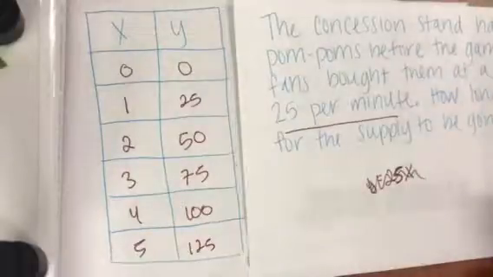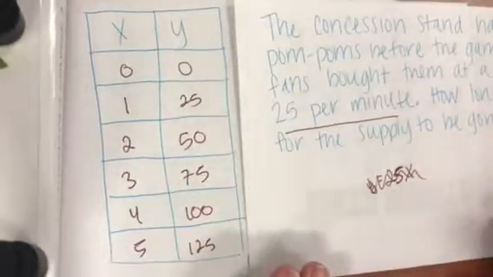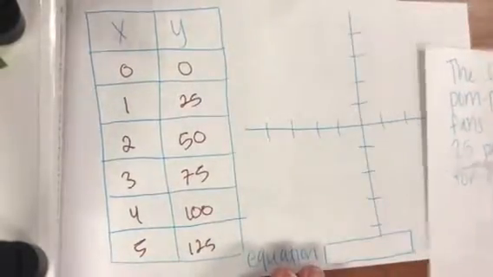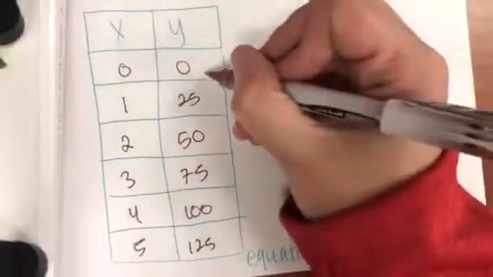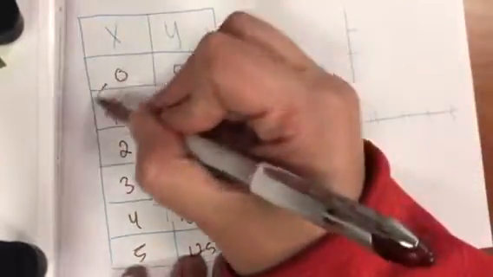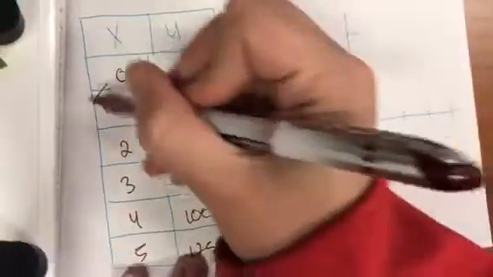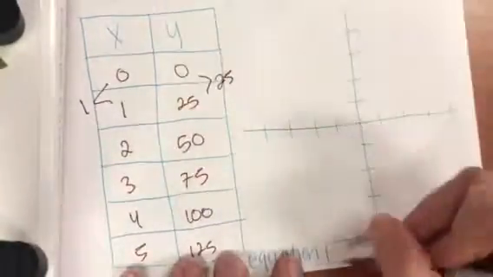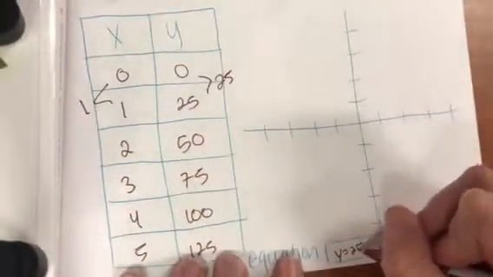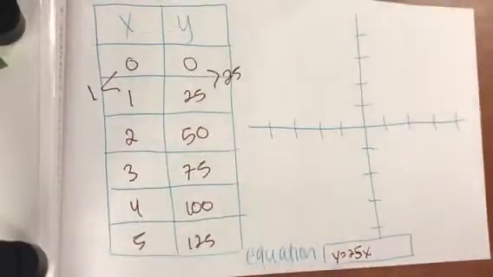I'm glad we didn't go all the way to 500 on this one. So if we look at our equation, the change in y, I'm doing it your way now. Change in y is 25, and the change in x is 1. So 25 divided by 1. So it's y equals 25x.